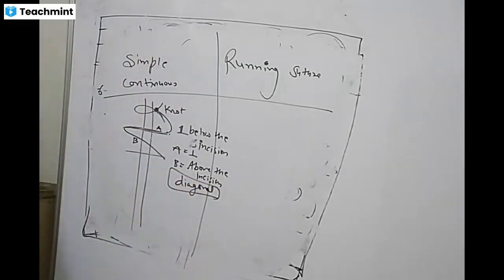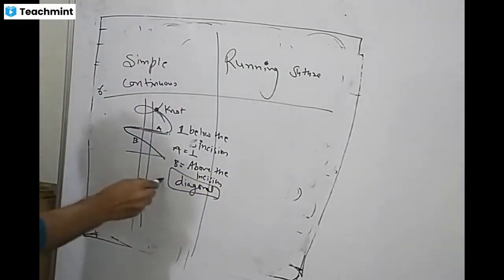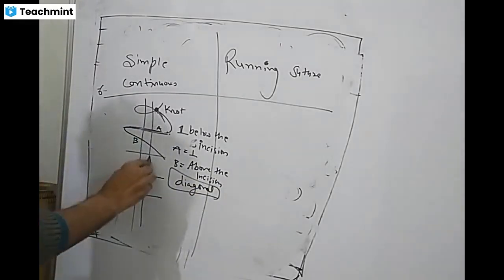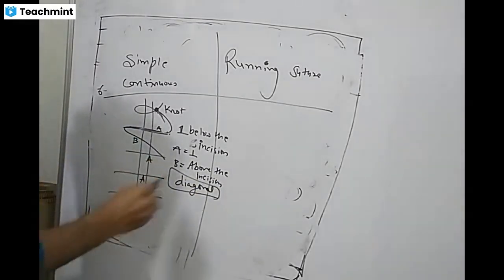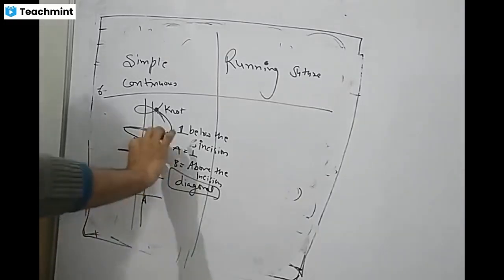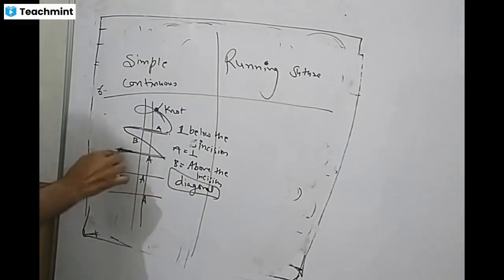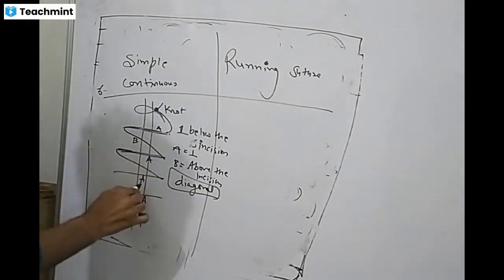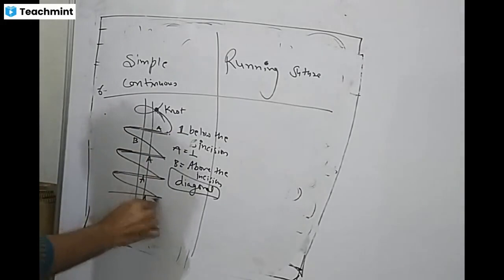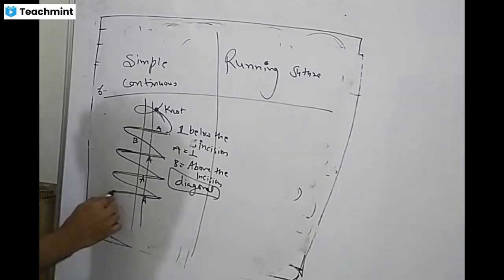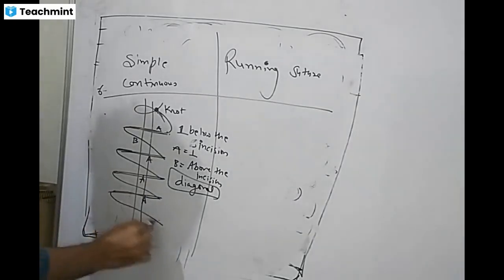So this is your simple continuous, where below the incision, the point A, we come perpendicular. But after coming perpendicular, this is diagonal. Then perpendicular, diagonal above the incision. Then below the incision, perpendicular. Then we come to this side above the incision, diagonally.